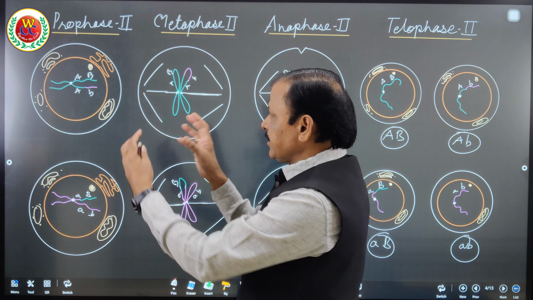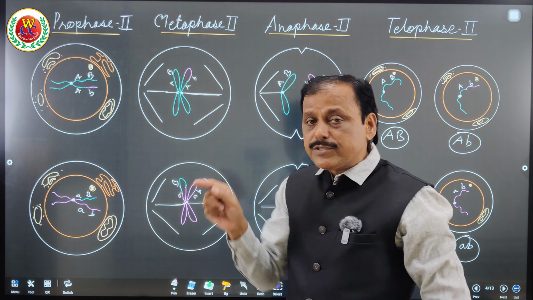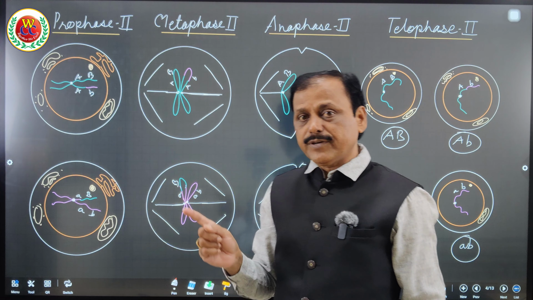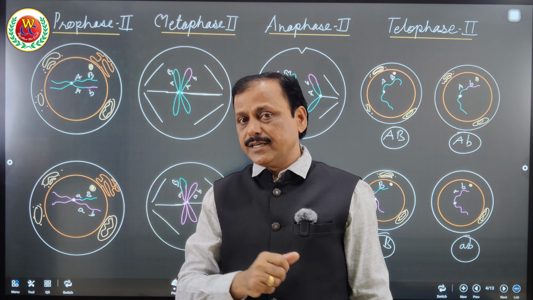In this direction. Now here in meiosis 2, the division is in this direction. That means in meiosis 2, the arrangement of the spindle fiber is at a right angle to the spindle fiber present in meiosis 1. That is an important point for NEET.